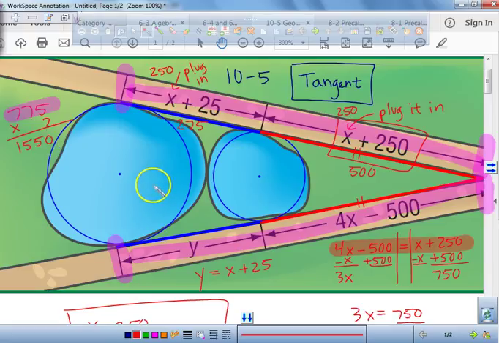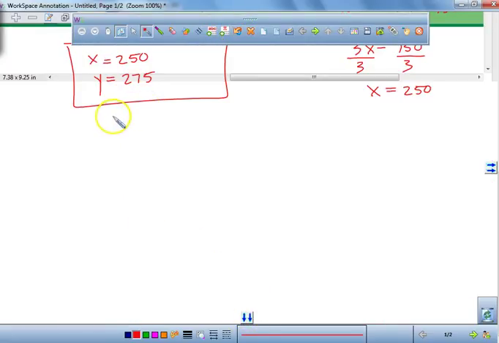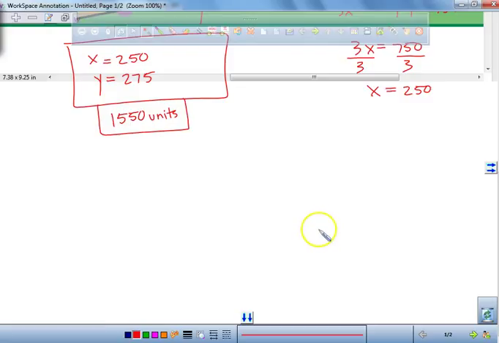Now is this in feet, yards, what does it say? Yeah, we don't know, do we? We don't know. Just put units. It doesn't say miles or feet or whatever. So the path is what? 1,550. We'll just call it units, whatever the unit is. It could be feet, it could be meters, it could be yards.